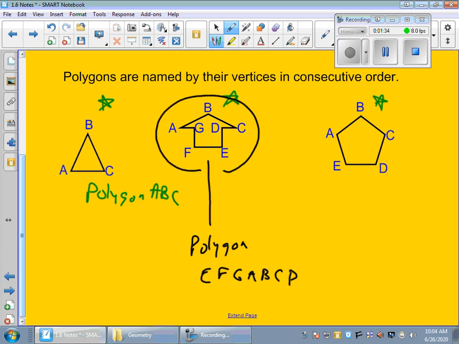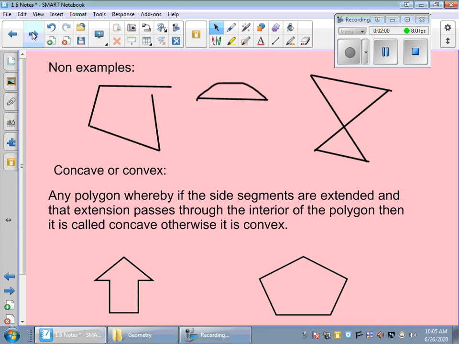You can't jump around. You cannot say polygon F, D, B, E. You cannot jump around like that. It just has to be continuous with whatever letter you start with. And then this example here, polygon, we could go E, D, C, B, A. So as long as you go in a continuous way. These are polygons.